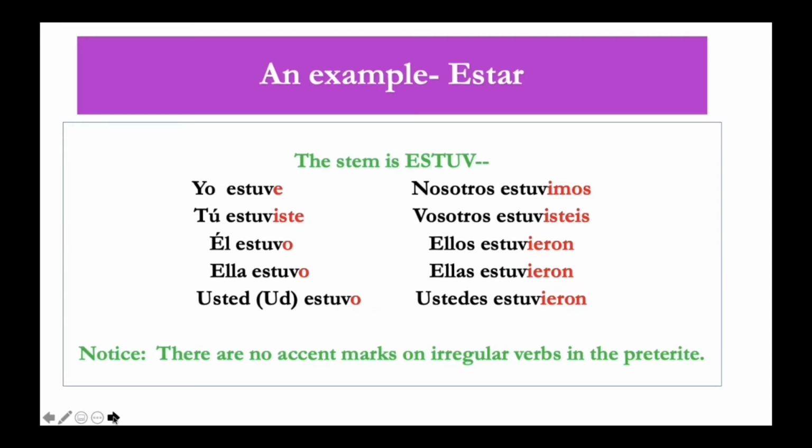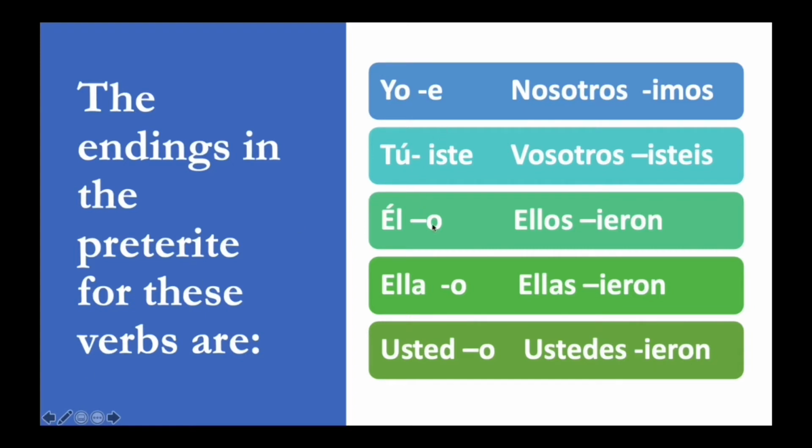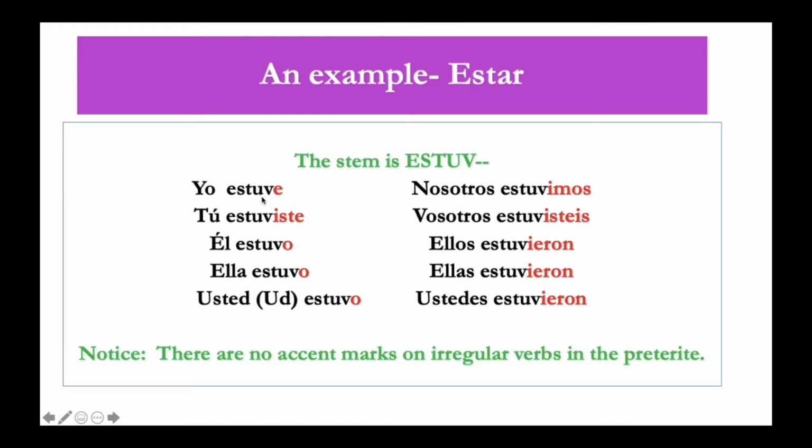Here's an example. Estar is one of your irregular verbs that has U in the stem. So here's your stem, estuv, and you add the endings that we just saw, e, iste, o, imos, istes, ieron, to the stem. So if you want to say, I was, yo estuve, you were, tú estuviste, he was, él estuvo, she was, ella estuvo, you were, usted estuvo, and so on. You guys can see. And also take note that there are no accent marks on irregular verbs in the preterite.